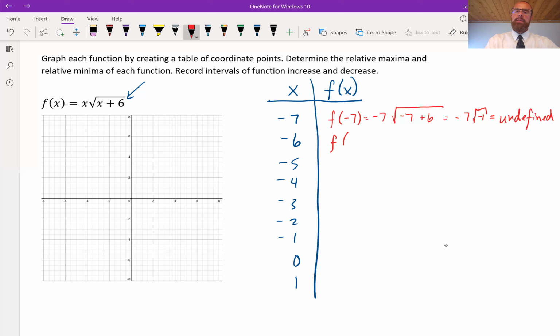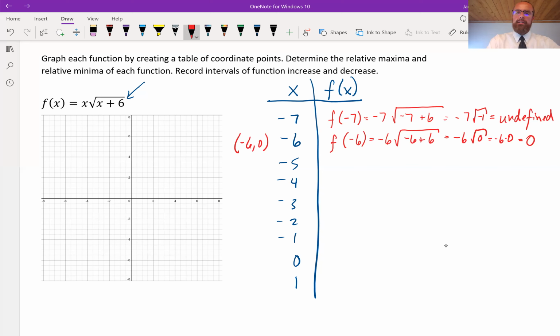Let's see what happens at -6. So -6 is substituting in for all these x's. So that's -6 times square root of -6 plus 6. And under the radical, -6 plus 6 becomes 0. So this is -6 times square root of 0. Square root of 0 is 0. And -6 times 0 is 0. So that's going to be our x-intercept, our 0. -6, 0.